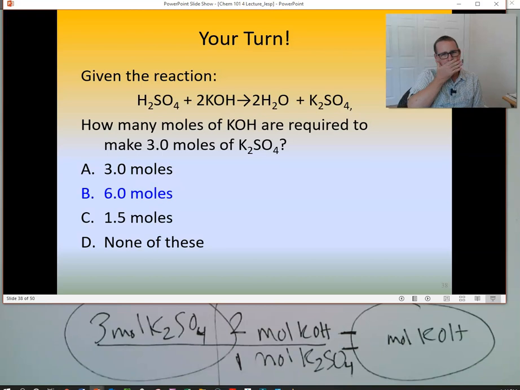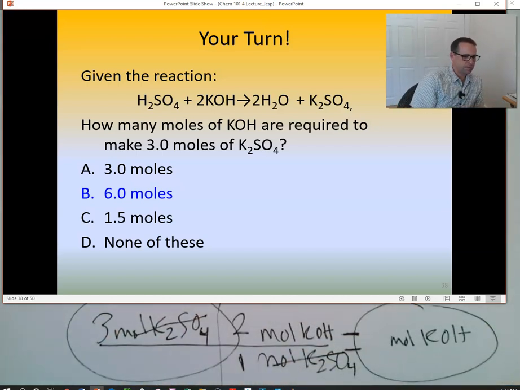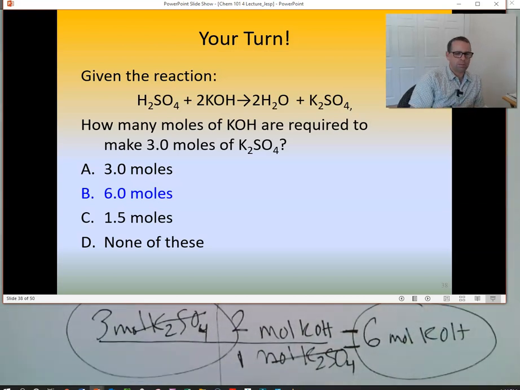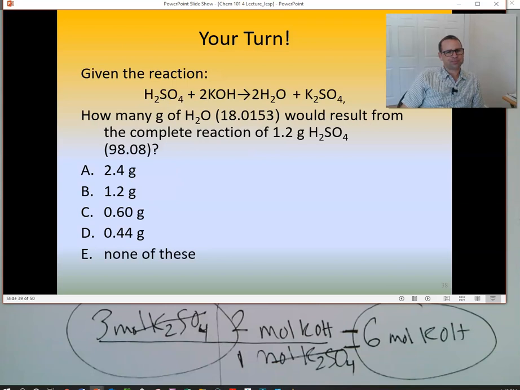Wonderful job. Now, the moles of K2SO4 cancels with the moles of K2SO4 down below, right? So now we're looking at 6, the answer, right? 6 moles of potassium hydroxide, KOH. All right. Good. Good work. So there was a question I have, but let's see, maybe pause for a second.